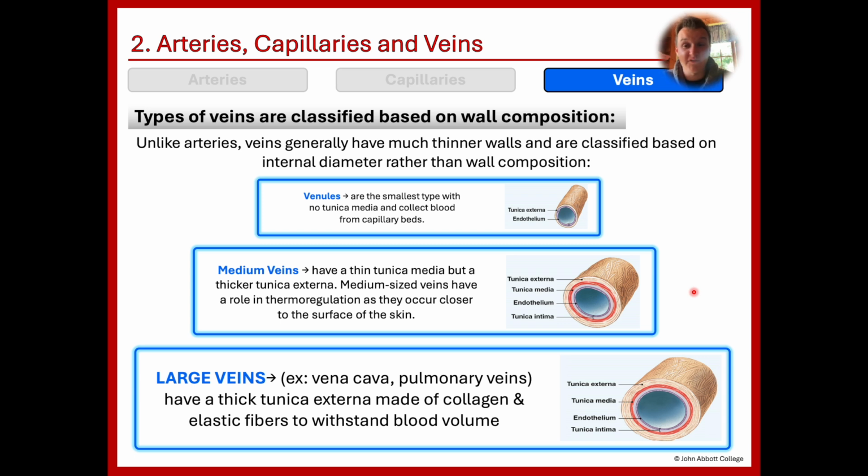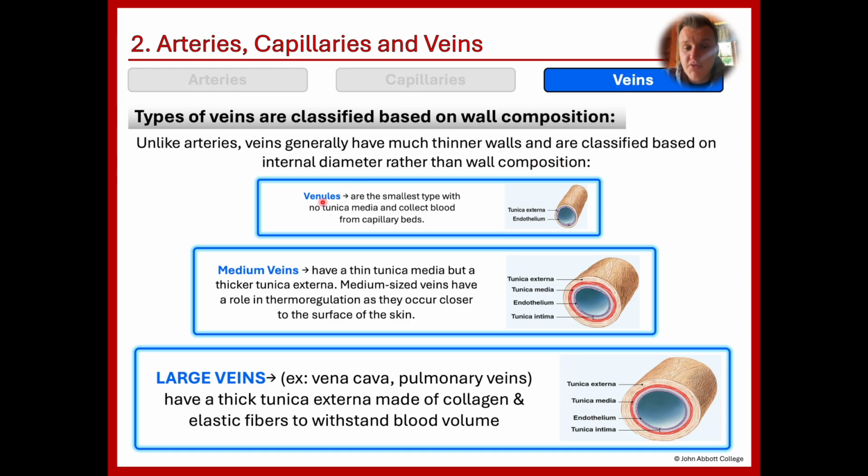Veins don't have a large pressure in them. So they don't need to make sure that they don't burst, right? The pressure is a lot smaller. That's why they're thinner. So veins generally have a much thinner wall, and they're classified based on their internal diameter rather than their wall composition, okay?